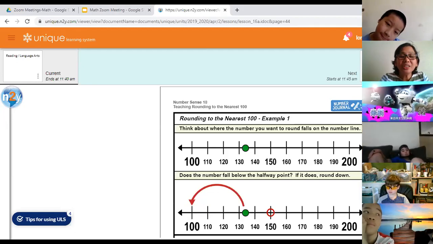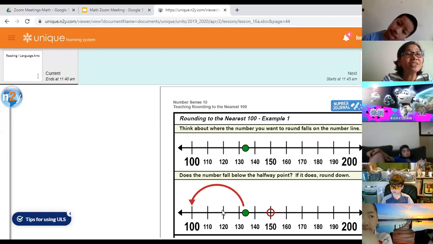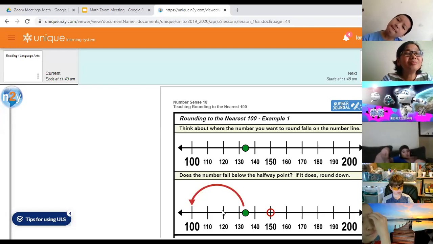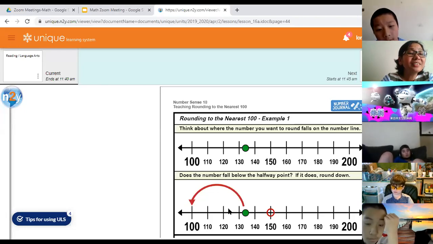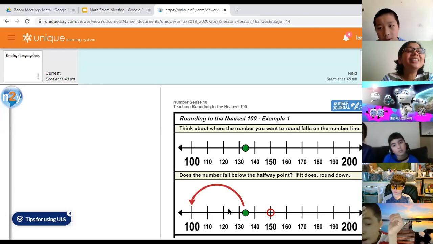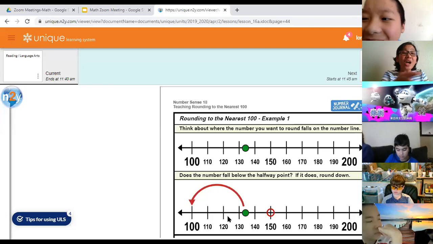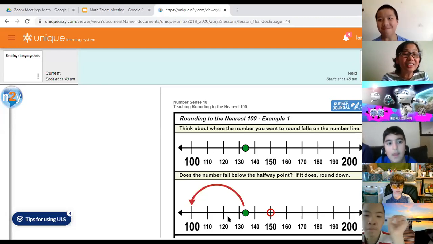Tuyeng, 2. Is 120 below the halfway point? Yes or no? Tuyeng, my dear, look at the screen. This is 120. Is it below the halfway point? Yes, it's below the halfway point. That means we round down. So 120 becomes 100. Okay?